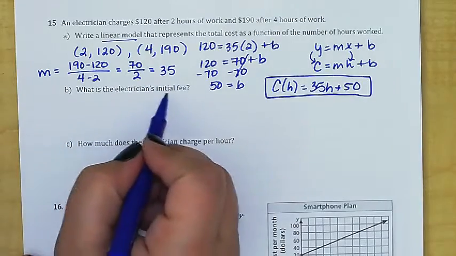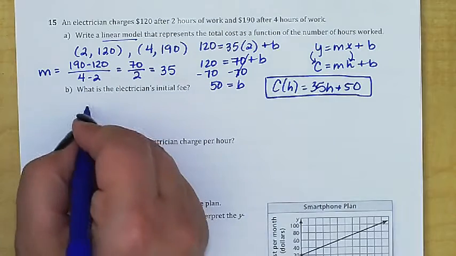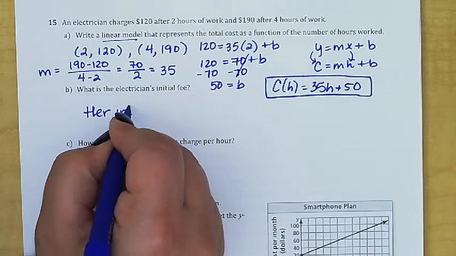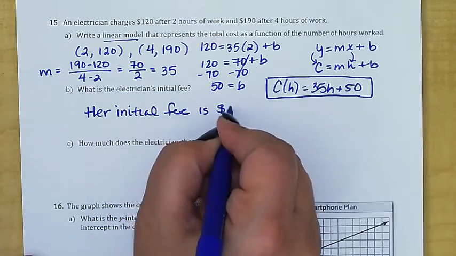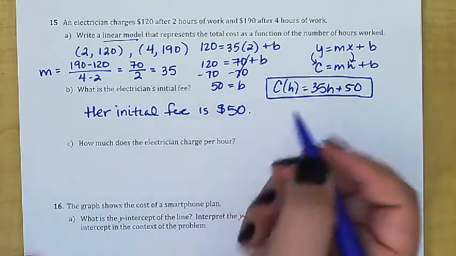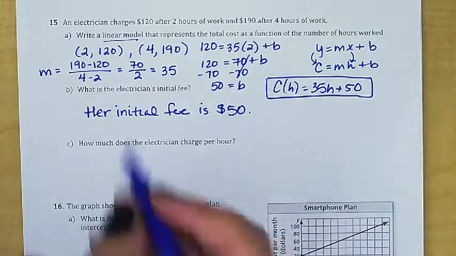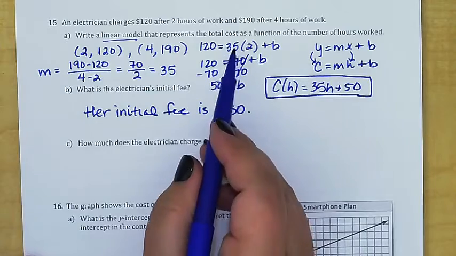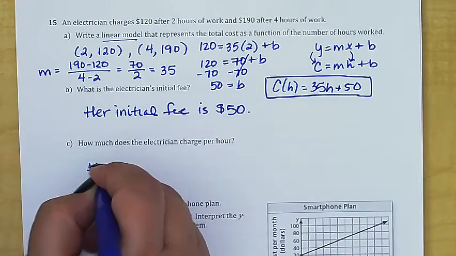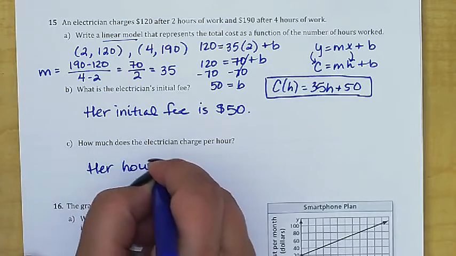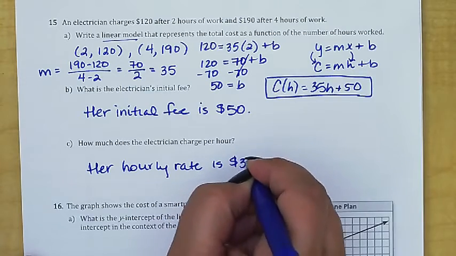So what is the electrician's initial fee? That's your starting quantity or initial amount. So in this case, her initial fee is $50. An electrician will charge $50 just as a flat initial amount. And then how much does the electrician charge per hour? That's your rate of change. So initial quantity and then rate of change. So in this case, her hourly rate is $35 per hour.